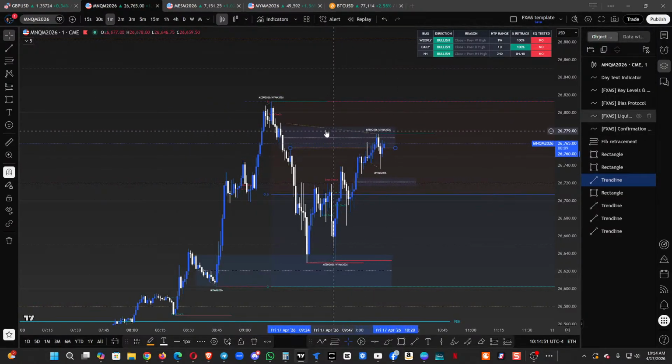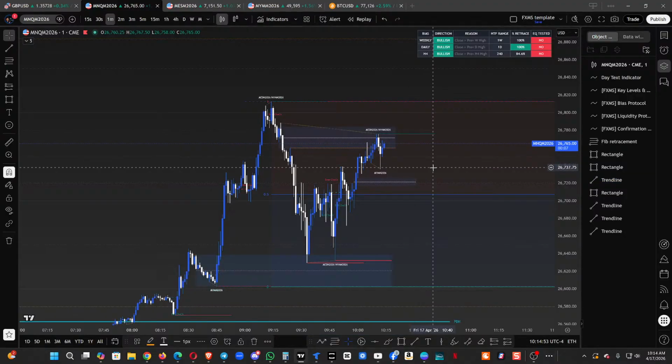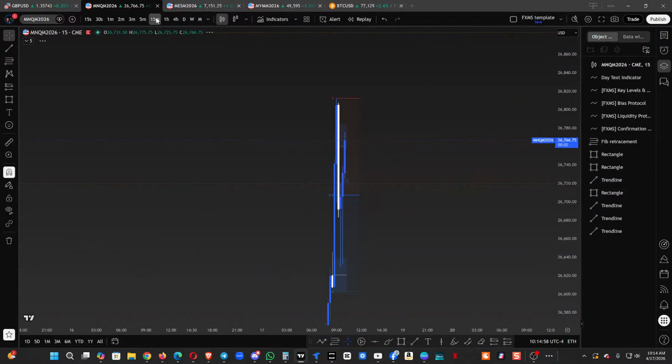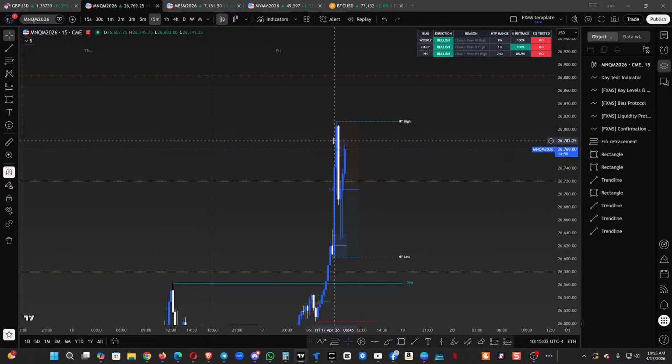All right, let's see if this divergence holds. Next 15-minute closure is coming up here. It's going to be another bullish candle. So again, further kind of confirming that we will probably come up and take that high. There's the close.